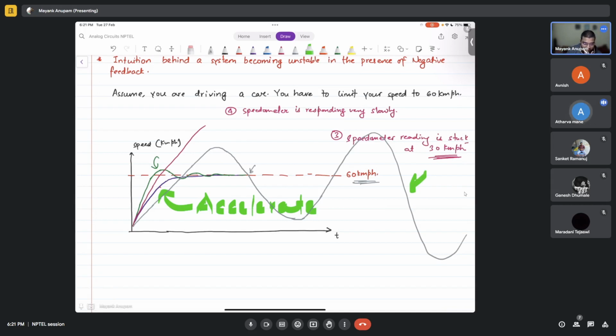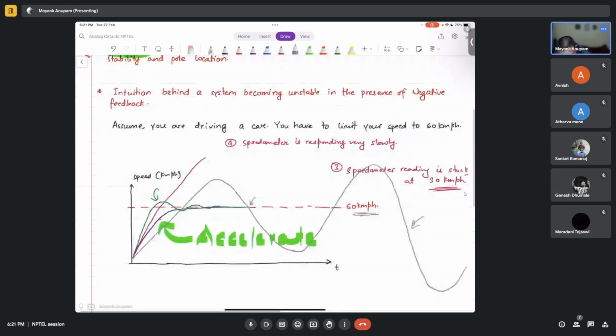So which one? The dying one or the increasing one? The increasing one, this gray curve, this one. So what kind of behavior is this showing? So definitely it's unstable. Yes, good. So it is unstable. These oscillations here are not stopping with time. They are increasing with time, isn't it? And negative feedback here is failing. Correct?